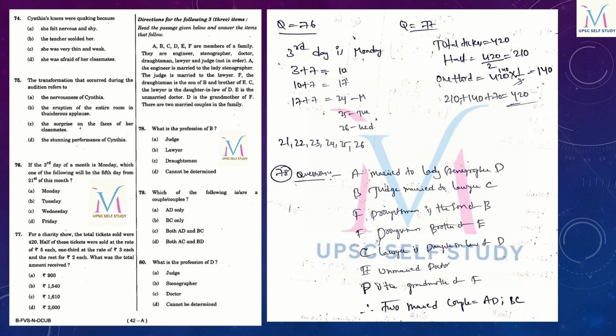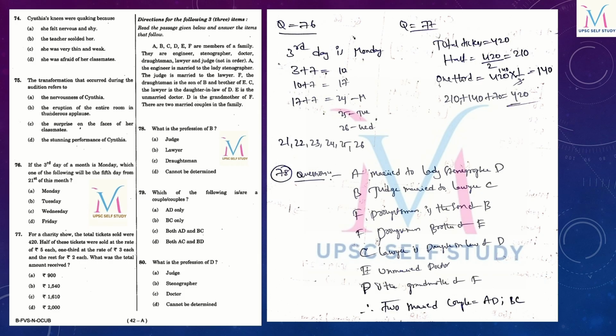What is the profession of B? The profession of B is a judge. That is the 78th question, answer A. And the 79th, which of the following are couples? A is married to D, that is one couple, and B, the judge, is married to the lawyer C, that is two. So the answer is two couples, both AD and BC.